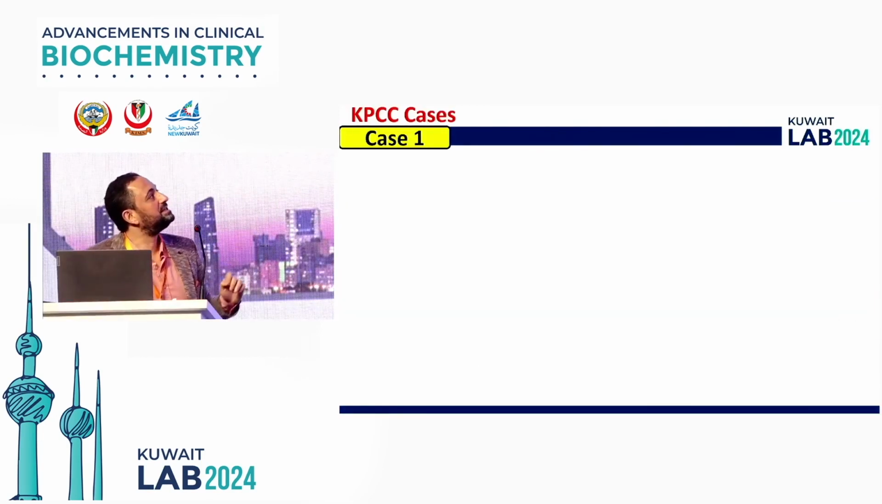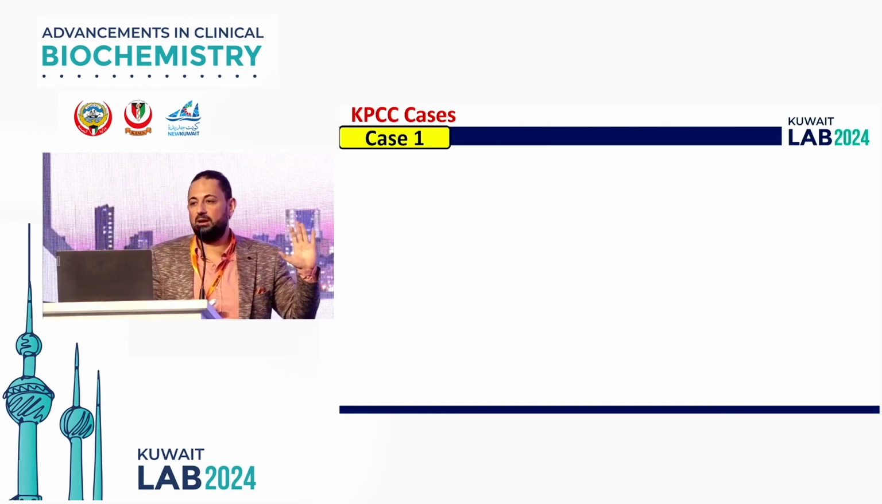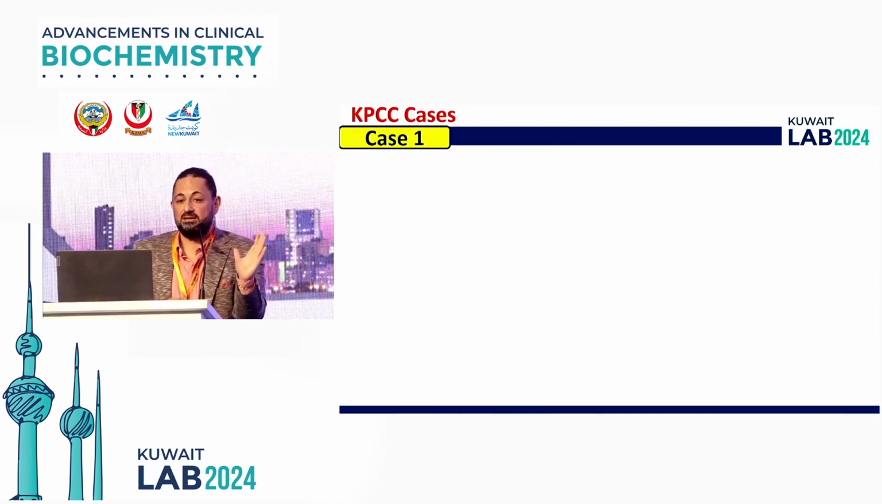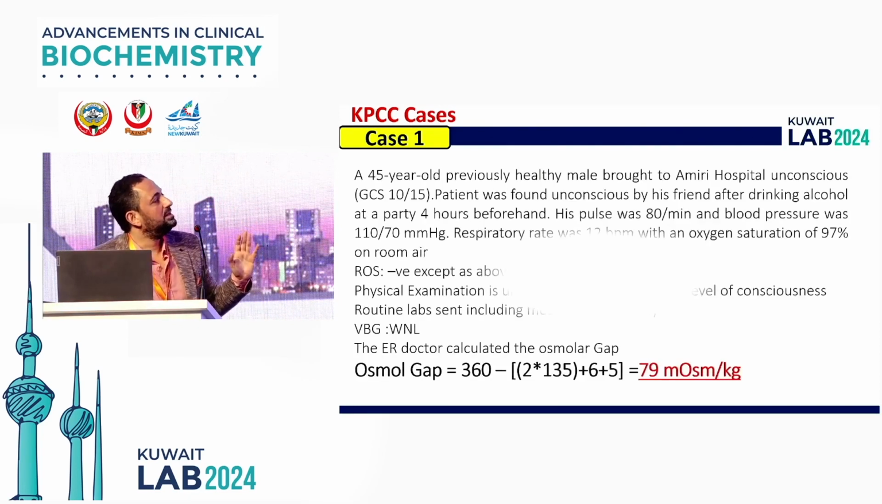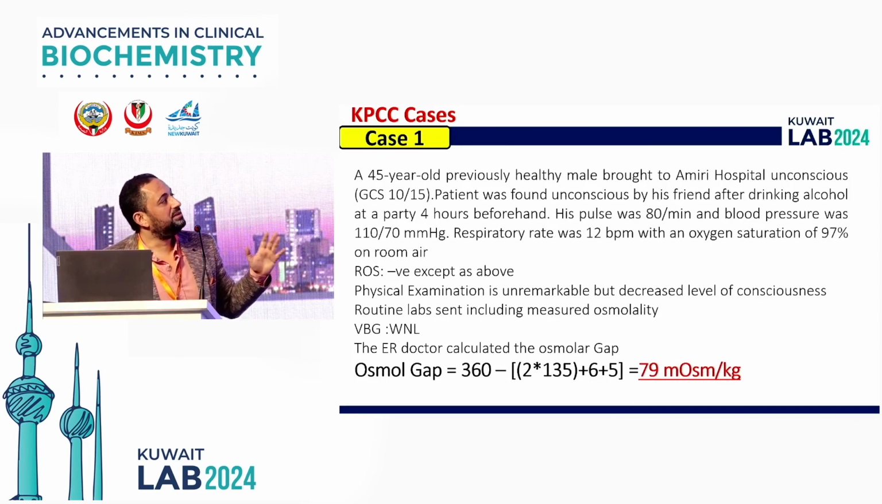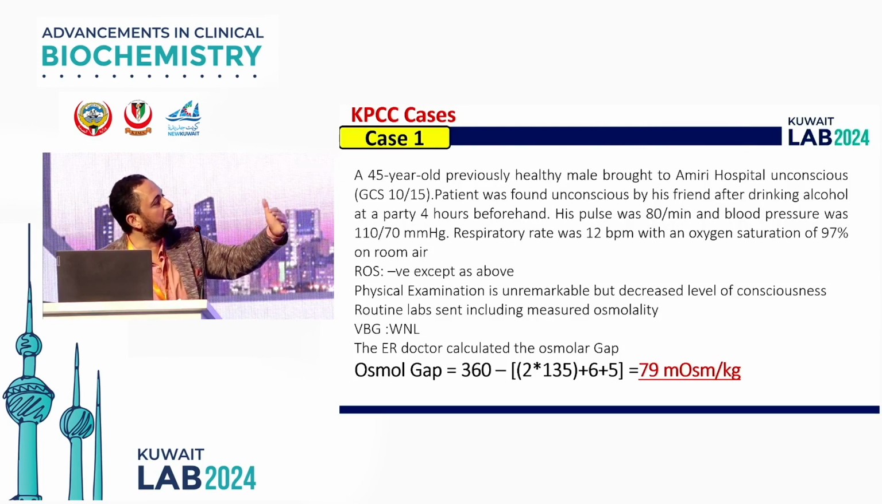I'll start with the first case, case number 1. I'm telling you that these are real cases based on our management in KPCC. This is a 45-year-old, previously healthy male brought to Al Amiri Hospital unconscious. The patient was found unconscious by his friend after drinking alcohol at a party 4 hours beforehand. Pulse 80, blood pressure 110/70, respiratory rate 12, oxygen saturation maintained on room air. Review of systems negative except as above. Physical examination unremarkable, but decreased level of consciousness.